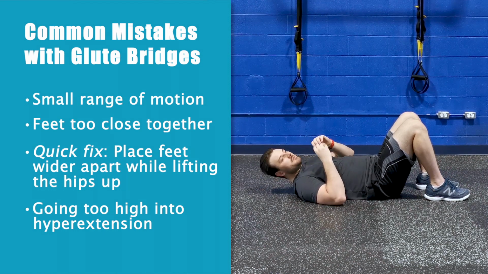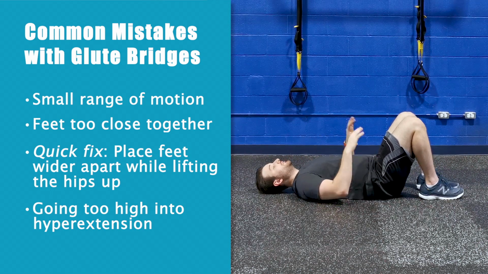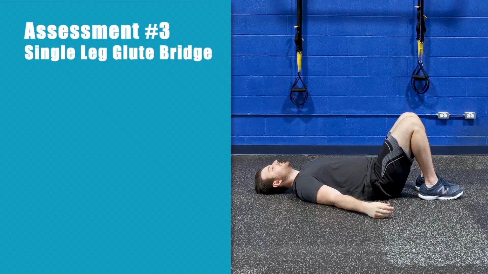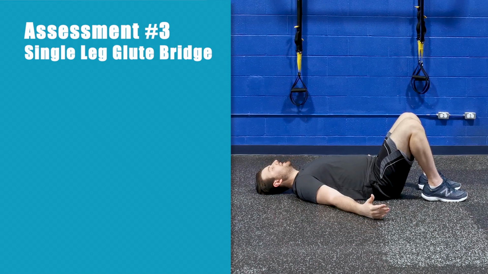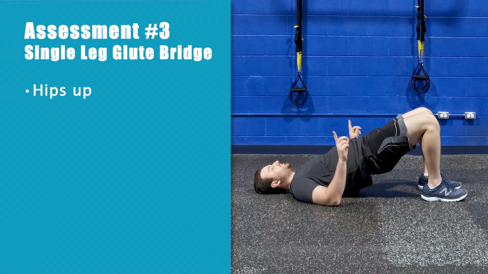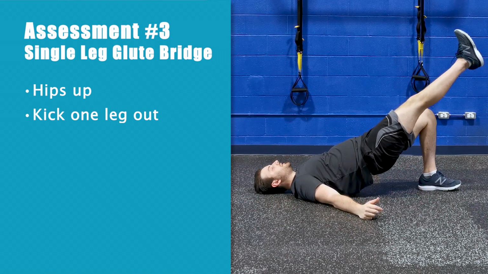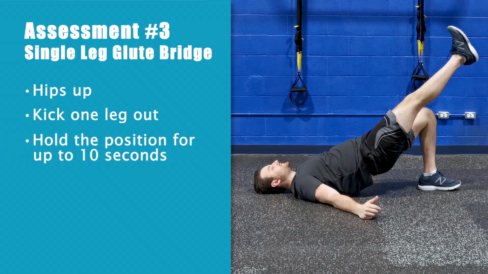Now, for someone that maybe is a little bit more advanced, what I'll have them do, if they knock the glute bridge out of the park, is we'll perform a single leg glute bridge. So for the single leg bridge, all we're going to do is go hips up. Now from this position, I'll just have the individual kick one leg out and then hold that, or try to hold it for 10 seconds.